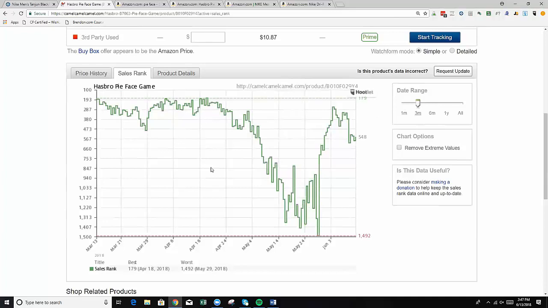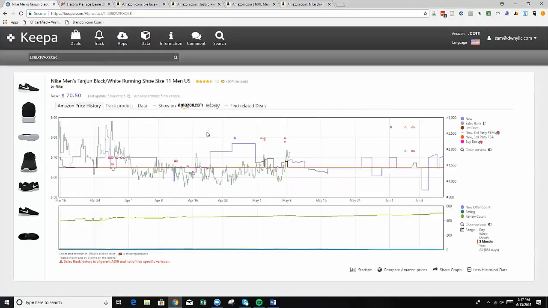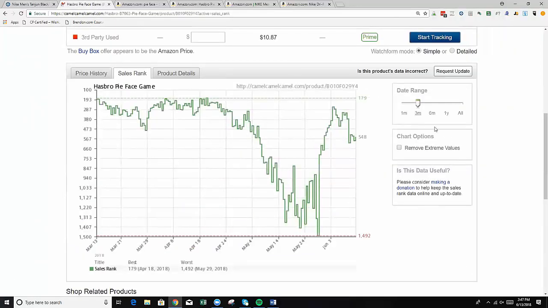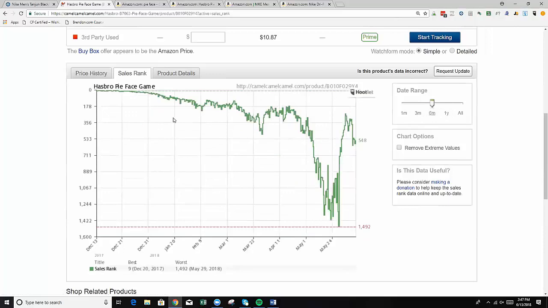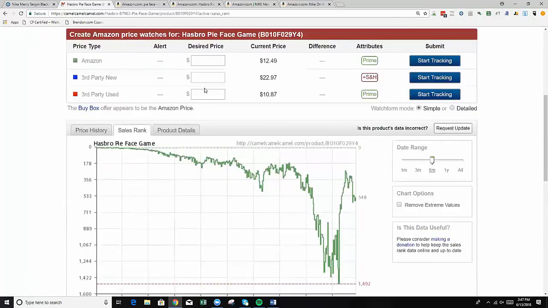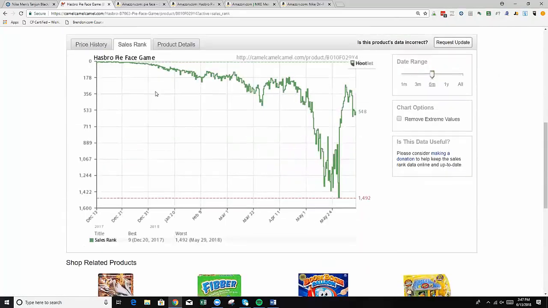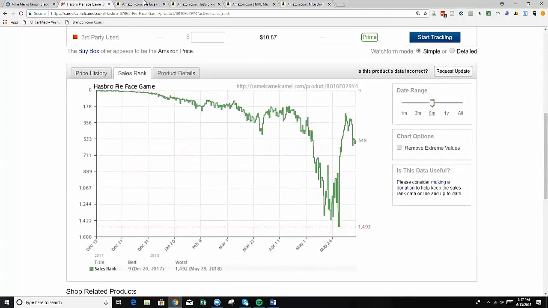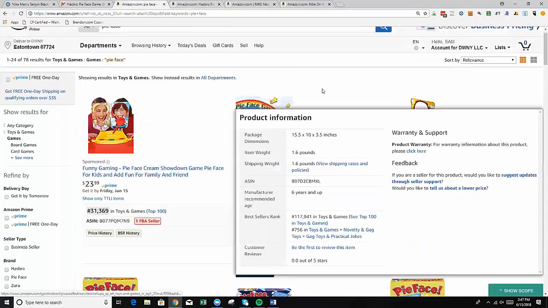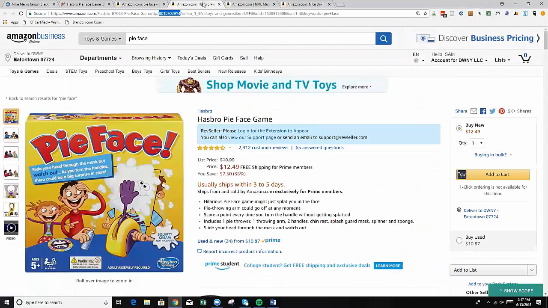But I like having this graph like this. Despite Keepa having this all in one location, which is beneficial, it's easier to read this, in my opinion. And you can customize it, and it shows it a little bit bigger. So there's benefits to using both of them. Keepa may be easier just because it's all in one place. And what I also like about Keepa is that their Chrome extension is a lot better than Camel's Chrome extension.